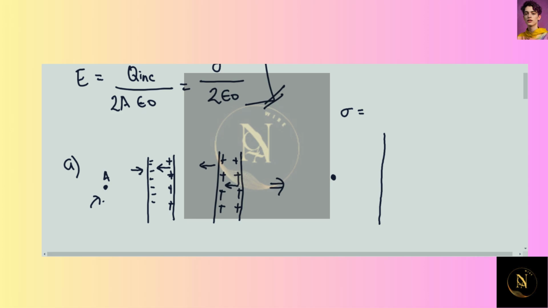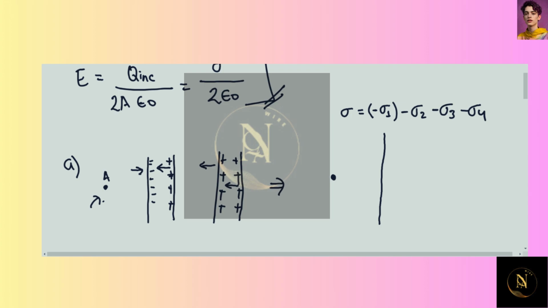In this case, we need to take the first surface charge density minus the other ones, and this is our net surface charge density.